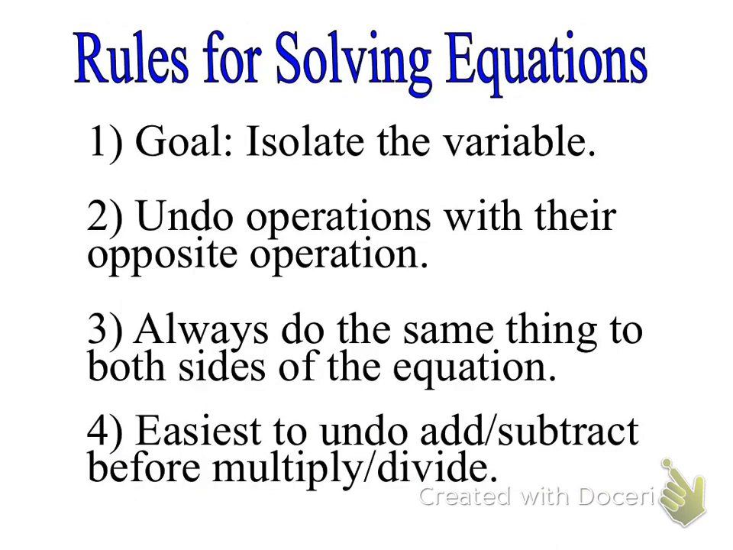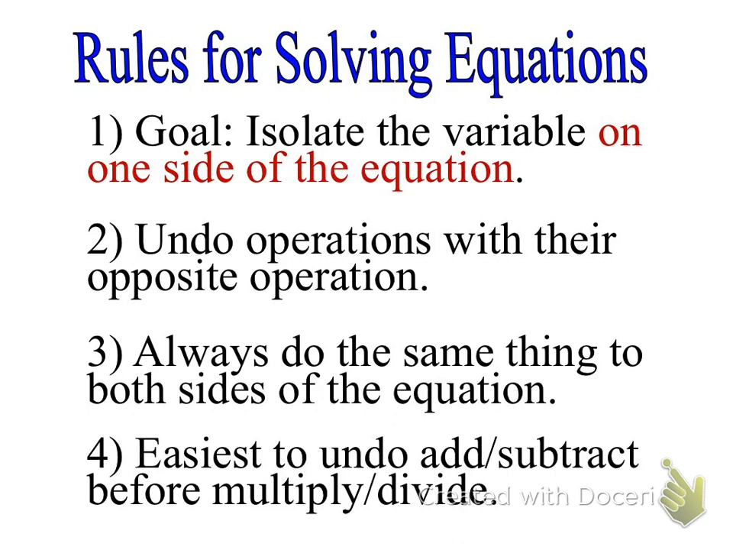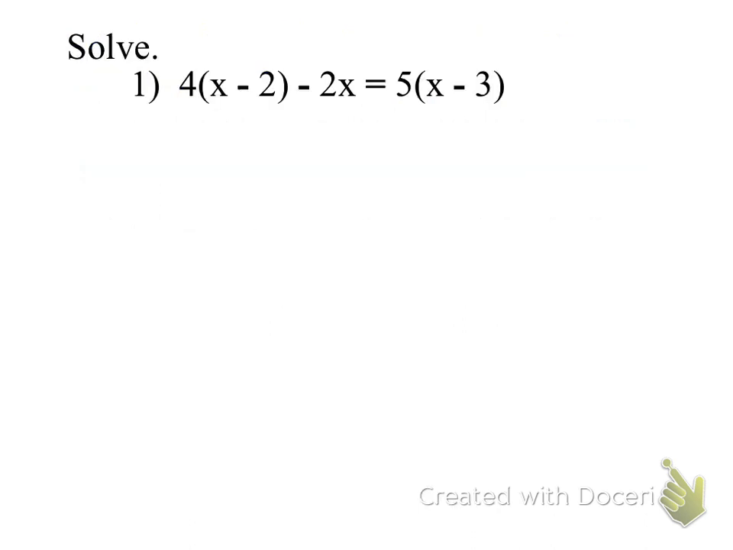So go back to your rules, and I want you to add one more thing. Look at rule number 1. I want you to add to isolate the variable. We're adding to one side of the equation. Pause the recording and finish writing the notes. Now let's try our next problem.